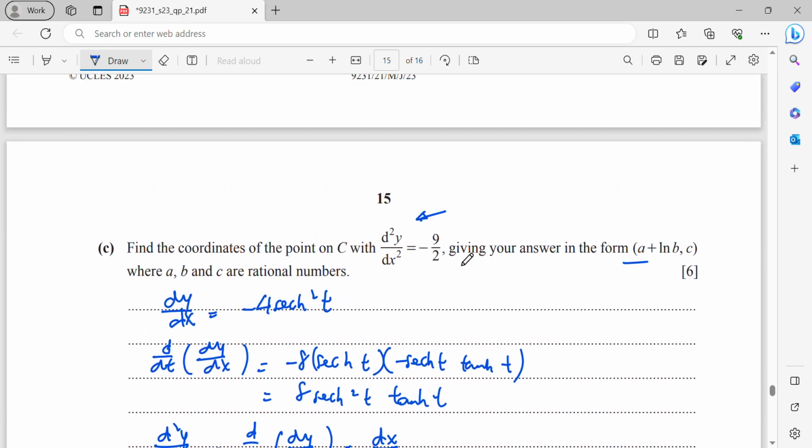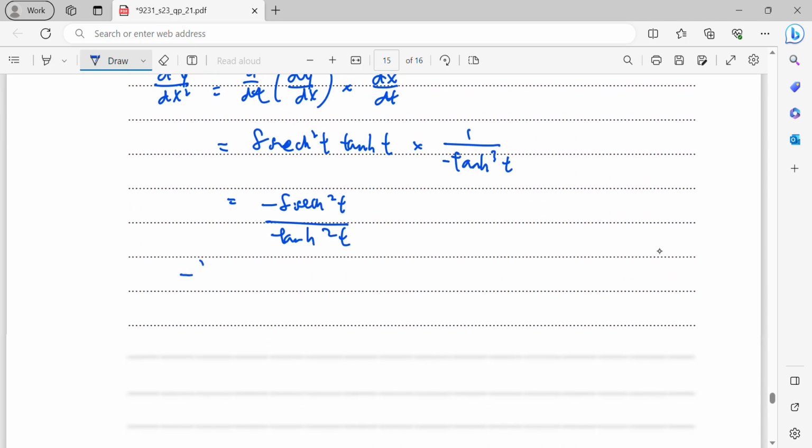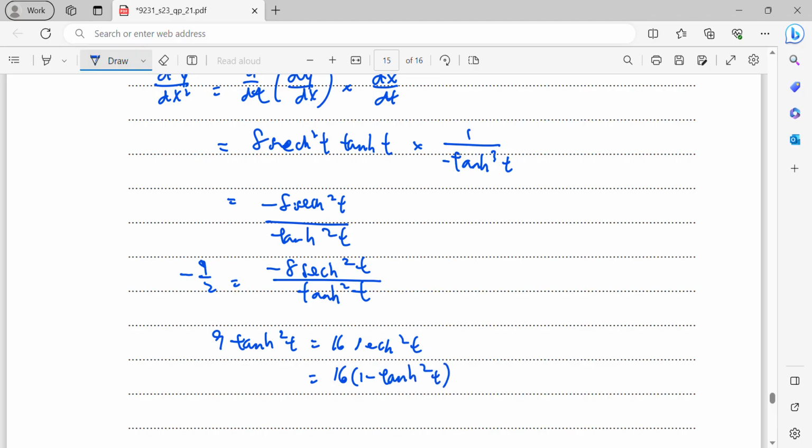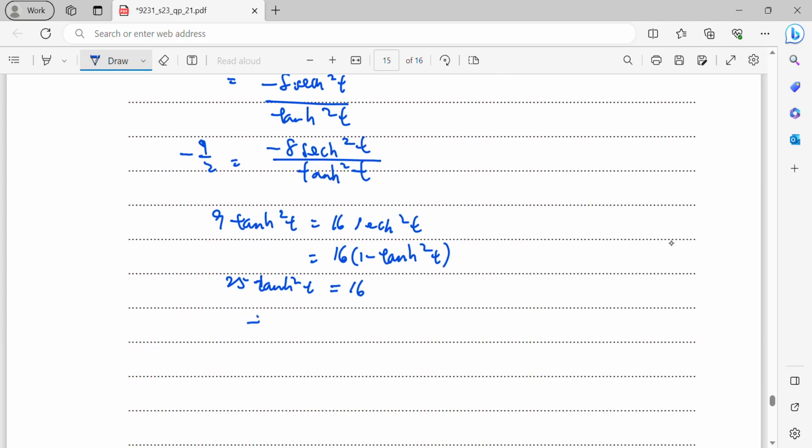And you are given negative 9 over 2. So I will write negative 9 over 2 equals negative 8 secant squared t over tangent squared t. So then 9 tangent squared t equals 16 secant squared t. And now you solve this using the identity. Okay, and then you will get 25 tangent squared t equals 16. Then our tangent squared t will be 16 over 25.